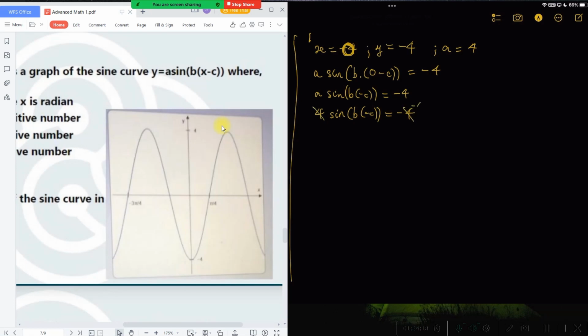So you can see this one, it's sine B. Okay, this is the first thing we know about it, okay? Và cái sin nào bằng trừ 1 mọi người? What kind of sine equal to minus 1?